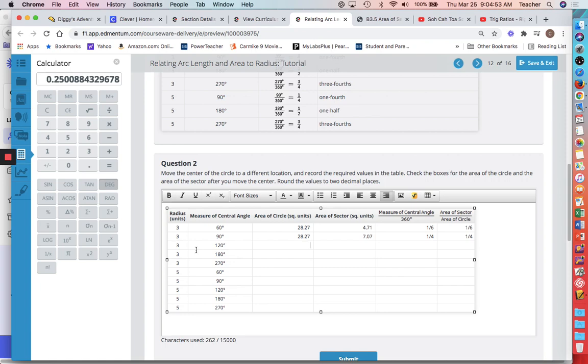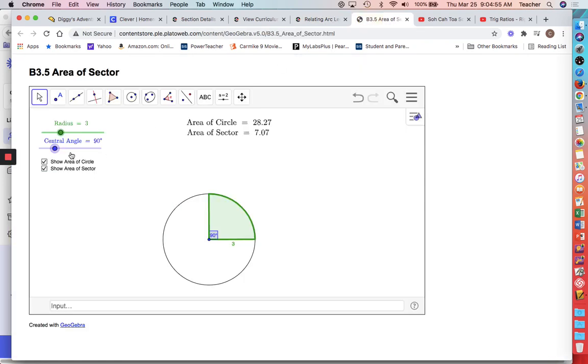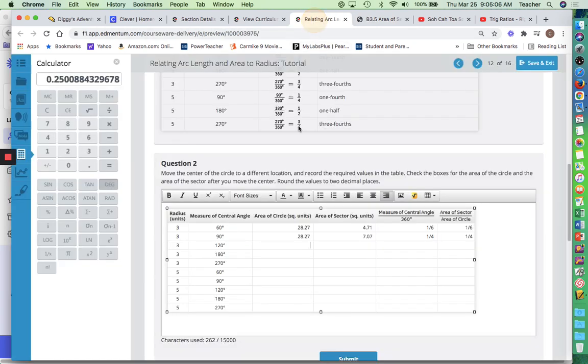All right, so let me move this. Radius 3 stays the same and 120. 28.27 doesn't change because the radius didn't change. The area of a sector got bigger, 9.42. So let me take 120 divided by 360. All right, so 1/3. A repeating 3, so 1/3, which means that's a 1/3.